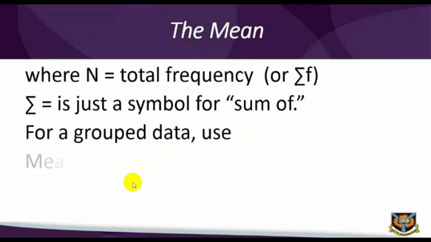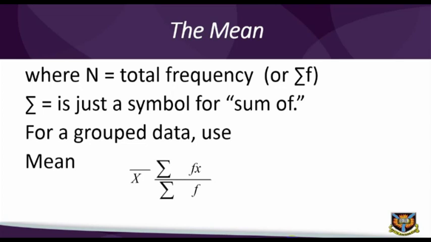For a grouped data, use mean is equal to summation fx over summation f. Here the numerator says multiply each value of x by its corresponding frequency and sum all. The denominator says sum together all frequencies.